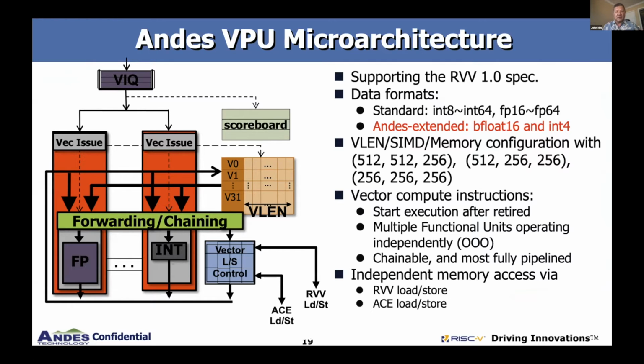Currently, it supports the RISC-V Vector 1.0 release candidate. It supports all the standard formats. Everything Andes does is RISC-V compliant. And then we added a couple of specific data formats for AI, bfloat16 and 4. Those are the AI-specific data formats.